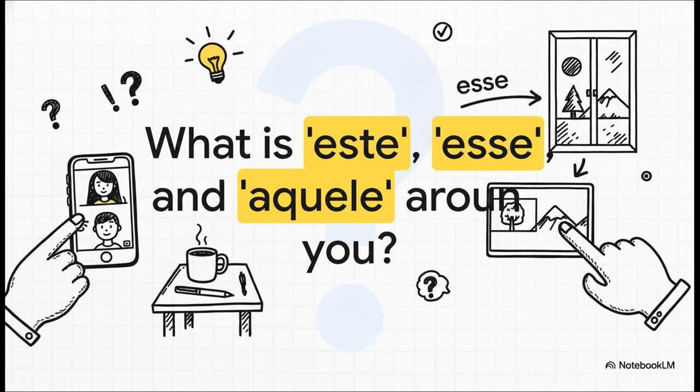And the best part is, you can start practicing this right now. So here's a little challenge for you. Just look around the room you're in. What's an object right next to you that's este? Now imagine you're talking to someone else in the room. What's something near them that would be ese? And what's something outside the window, far from both of you, that would be aquele? Go on, give it a try.